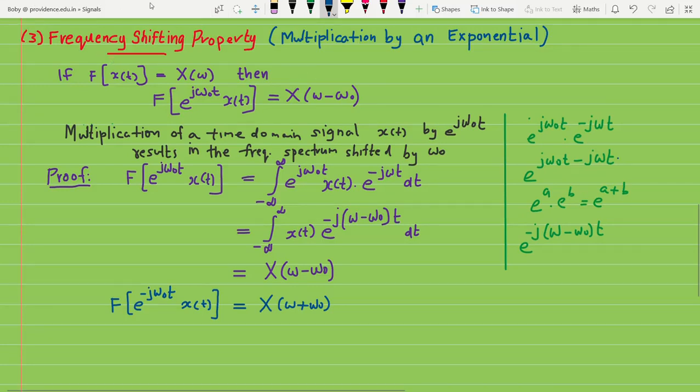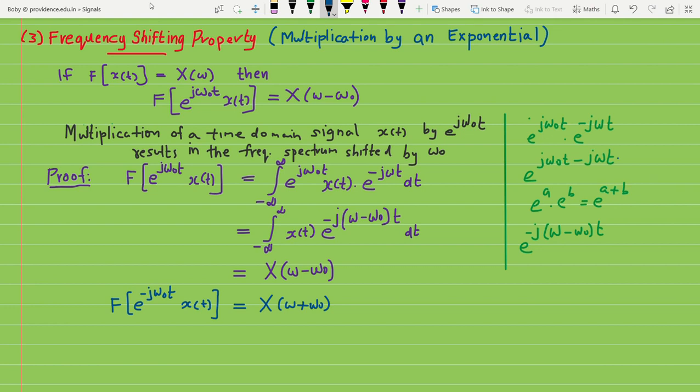Hello students, welcome back. Let us see the next property of the Fourier transform. That is the frequency shifting property. It is also known as multiplication by an exponential. So, frequency shifting property or the multiplication by an exponential.